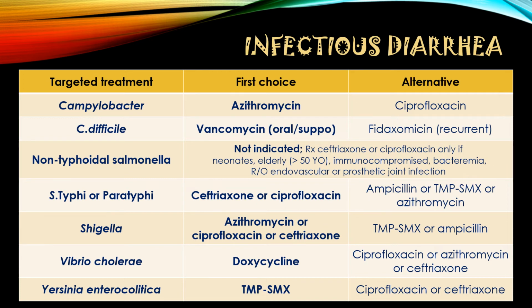But for typhoidal salmonella, such as Salmonella typhi or paratyphi, this should be treated with ceftriaxone or ciprofloxacin, depending on the susceptibility test. And when the patient has salmonella and works in a school or in food sanitation, they should check about eradication before returning to work. Shigella, the first choice is azithromycin; Vibrio, the first choice is doxycycline; and Yersinia, the first choice is cotrimoxazole.